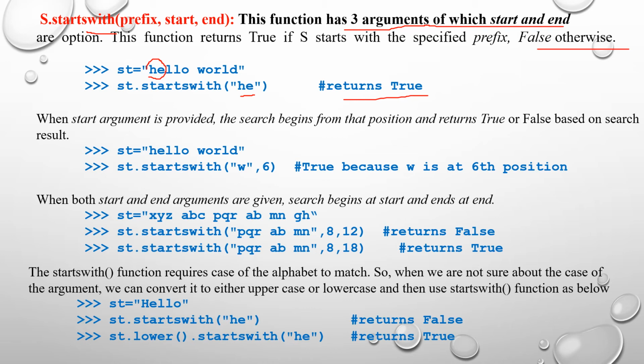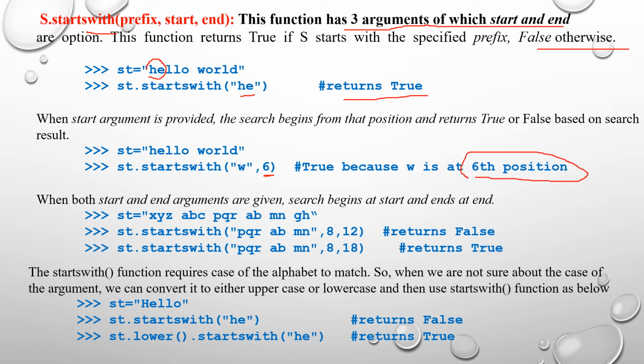When the start argument is provided, the search begins from that position and returns True or False based on the search result. For example, take string equal to "hello world". Here string.startswith("w", position), the indexing position. So it will give True because w is at the sixth position, the sixth indexing value.